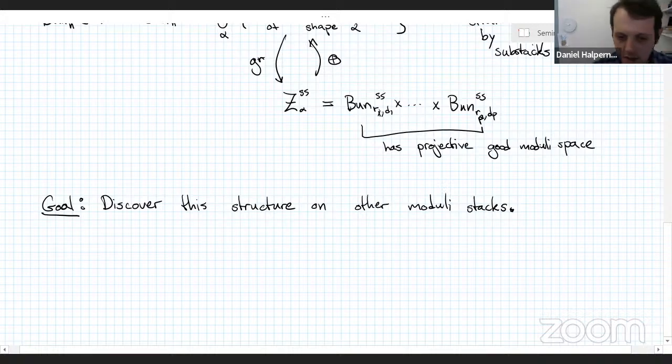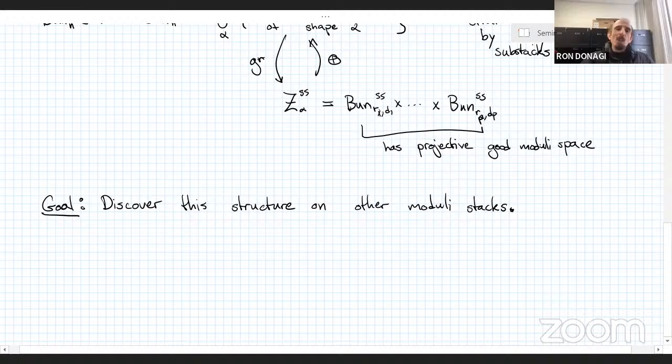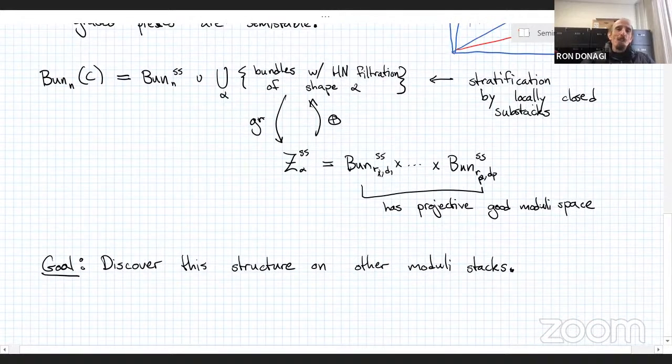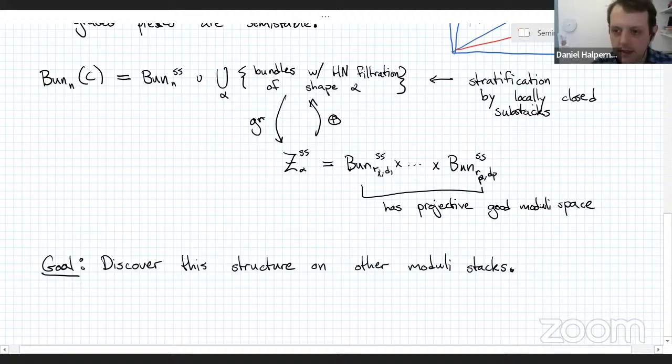So are there any questions on the picture that I'm trying to generalize? No reason you don't want to include the first stratum as just one of the alphas? No, there's no reason. You can think of semistable things as having a trivial Harder-Narasimhan filtration, a one-step Harder-Narasimhan filtration.